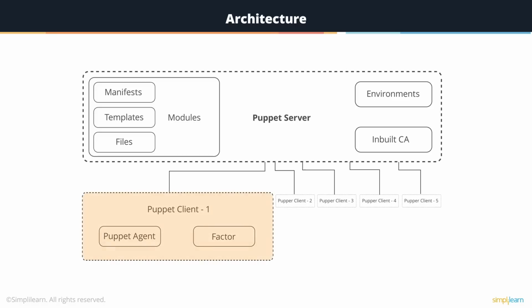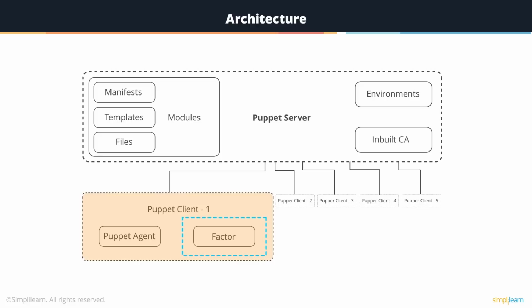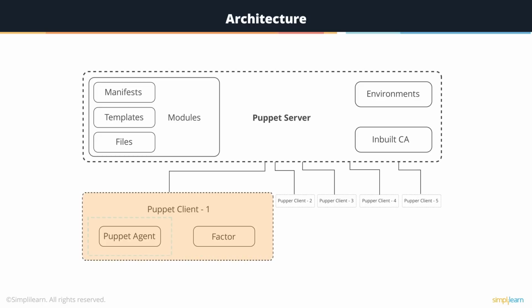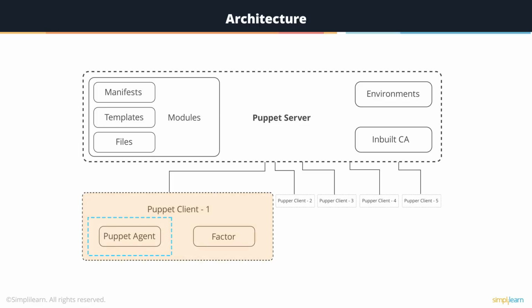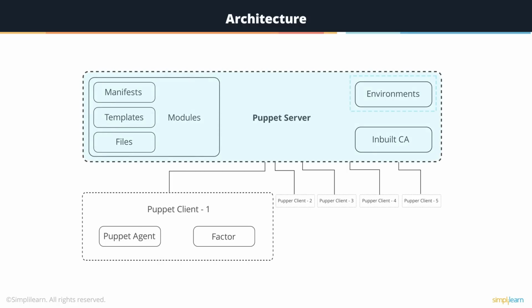On the client side, you've got the agent running on all the Puppet clients, and Facter. Facter is an information collector that sends information from all the clients to the server. Puppet agent is the agent that communicates continuously with the Puppet server. You can set up an interval for communication of the Puppet agent with the server. On the server side, you've got a lot of things. You've got environments, so you can have multiple environments managed by a single Puppet server.